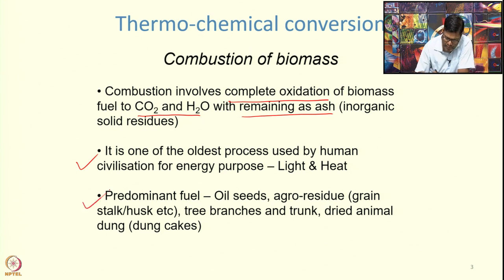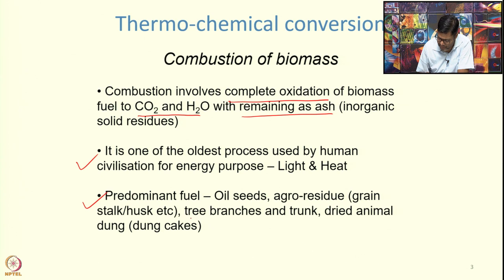Our predominant fuels that we have been using for centuries are oil seeds, agro residue, the grain stalk and husk. Agro residue is not something new that we are trying to use to get rid of the problem of paddy straw burning or agro residue burning in the fields, which is one of the burning issues of today's generation. It has been in use for decades, for centuries. These agro residues have been used as a fuel for cooking as well as fodder for animal stock, for the cows and buffaloes.